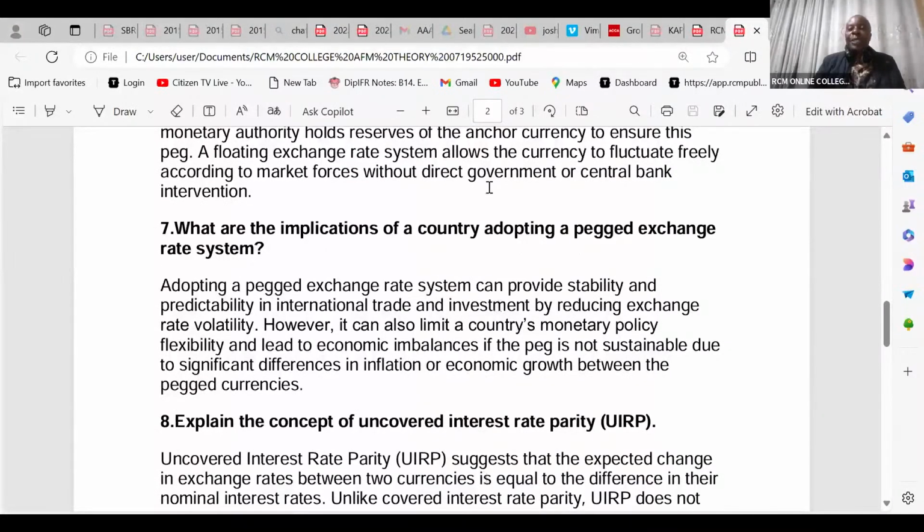Now, ladies and gentlemen, please listen. The biggest concern, if, for example, Kenya today was to peg the currency permanently to the dollar, and then they say we are not moving.